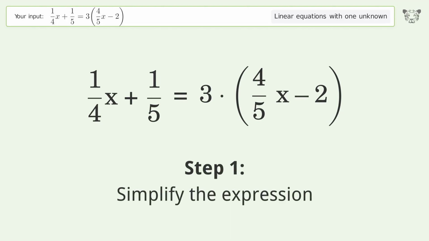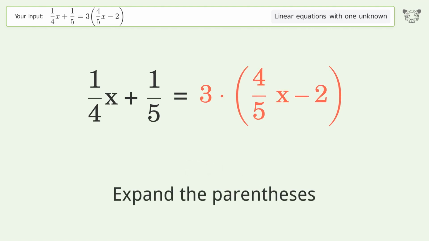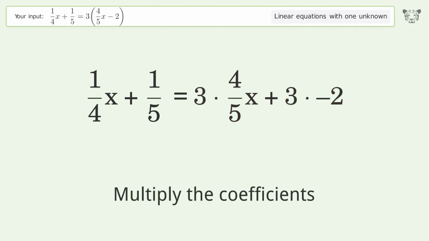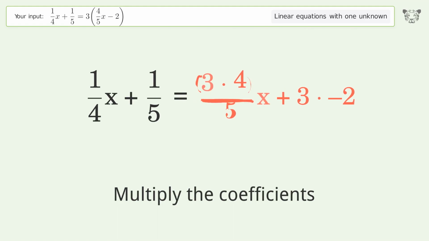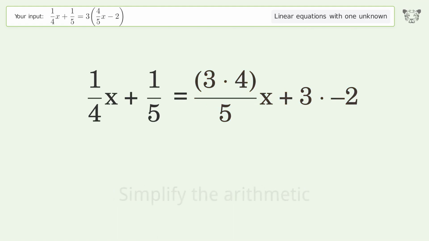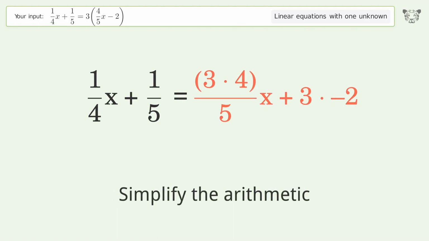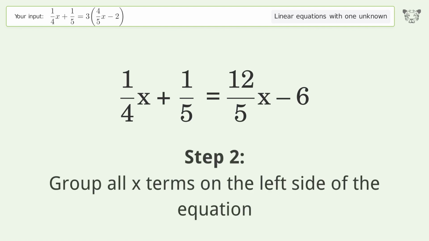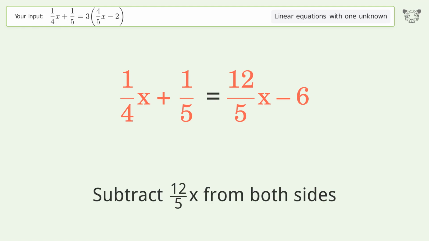Simplify the expression. Expand the parentheses. Multiply the coefficients. Simplify the arithmetic. Group all x terms on the left side of the equation. Subtract 12/5x from both sides.